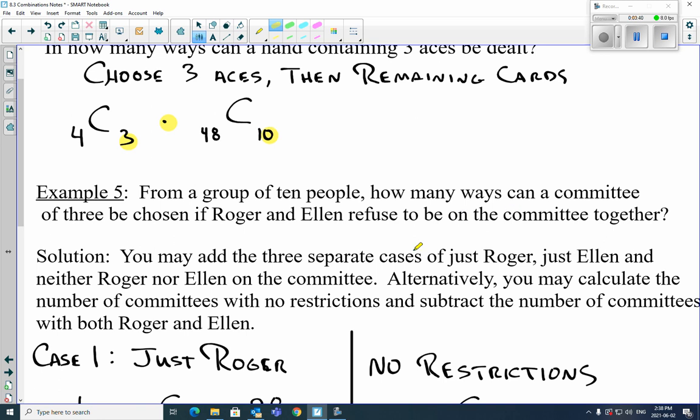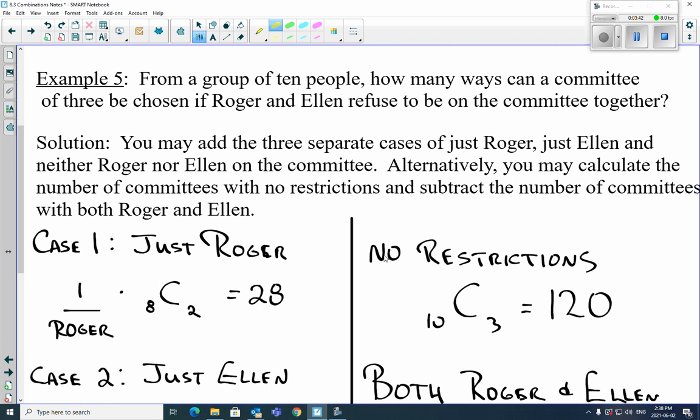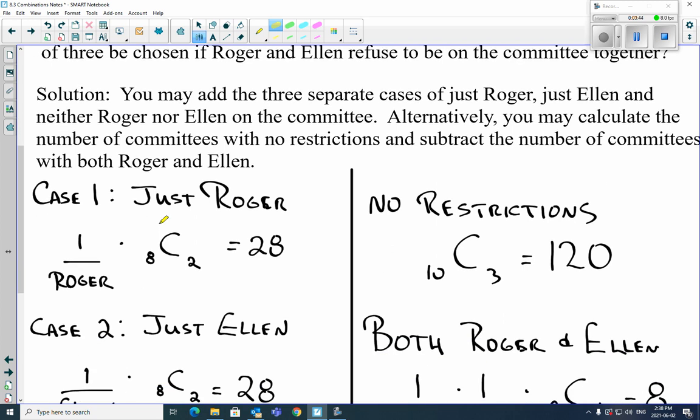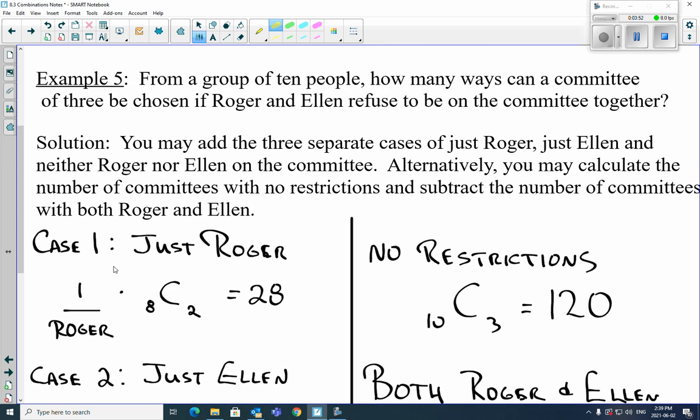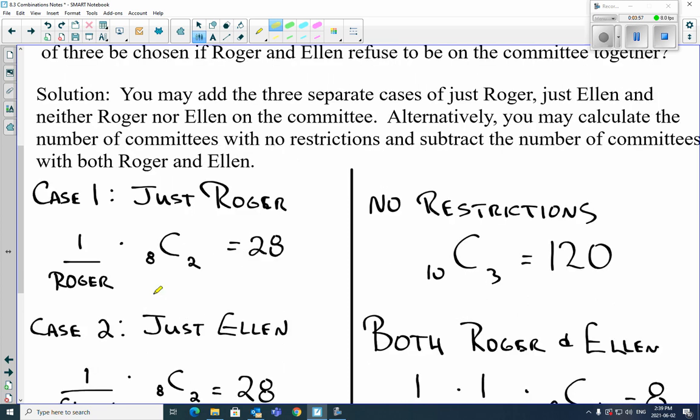So let's look at the left-hand side here. What we can do is case 1. Case 1 is just Roger. So the first position would be Roger. There it is. And then we have to fill the other 2 spots from 8, right? Because we can't use Ellen. So it's 8 choose 2, right? And we do the math there and we get our 28.